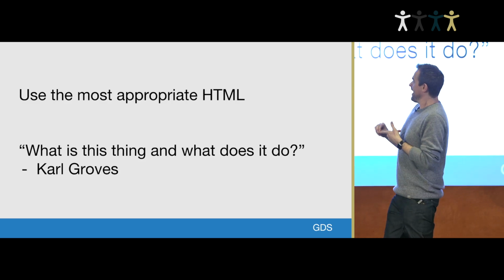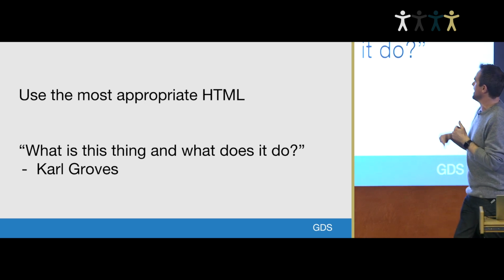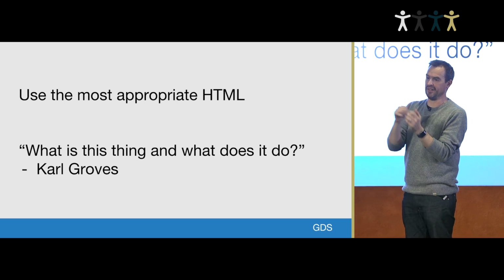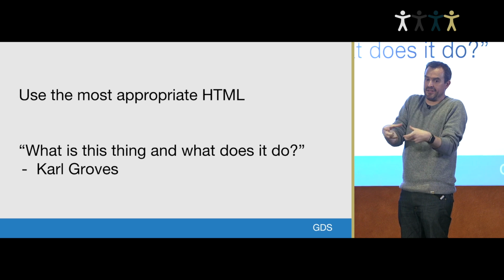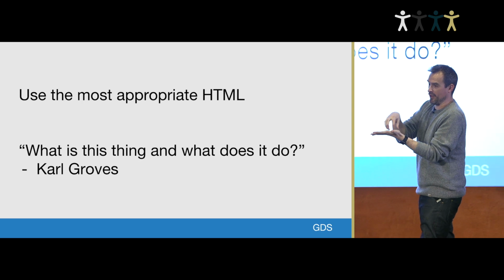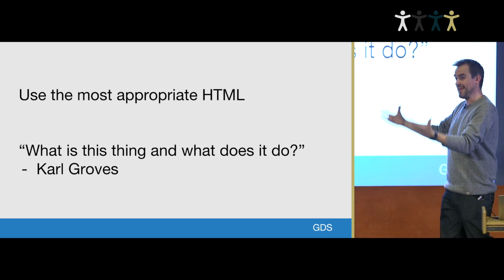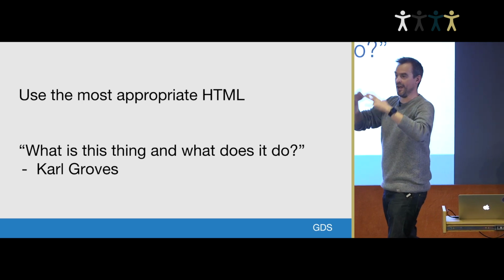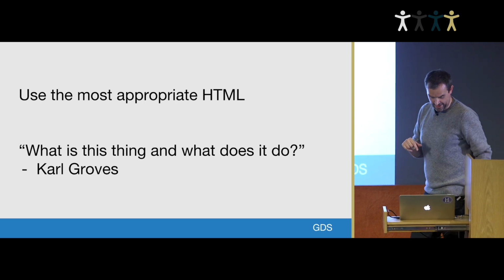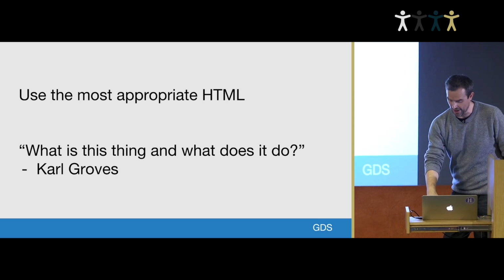Use the most appropriate HTML. There's a really good presentation by Carl Groves called "What is this thing and what does it do?" It's basically, if you're looking at an interface and you've got a button, somebody needs to know it's a button because they know what they can do with it and they know what will happen if they click it. If your code doesn't say this is a button, people using assistive technology will not be able to interact with the interface. And that works for all kinds of content and all kinds of interactive components.